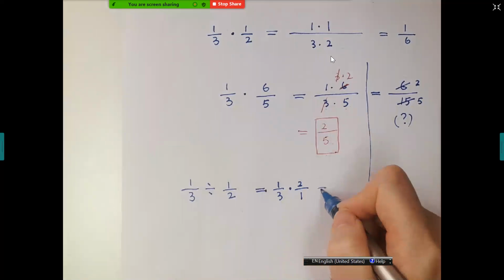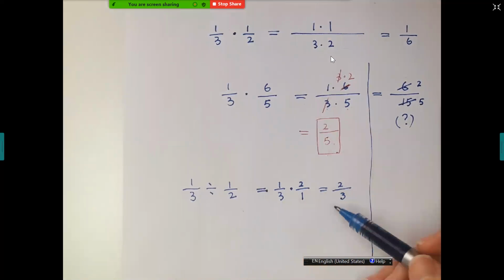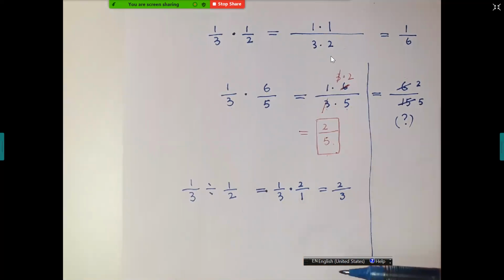1 times 2 is 2. 3 times 1 is 3. 2/3 is a simplified fraction, the final answer. And I have heard so many students say, oh, professor, my teacher used to tell us to cross multiply. So see, the top will be 1 times 2, the bottom will be 3 times 1. Same thing.